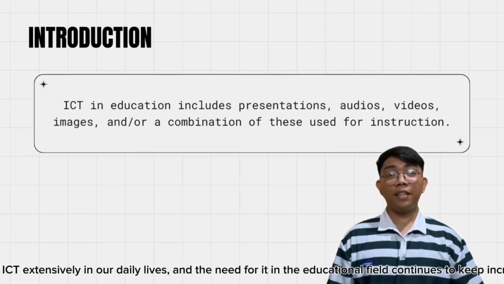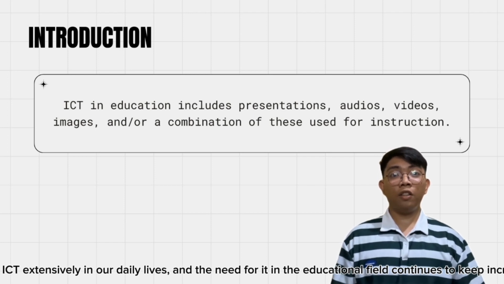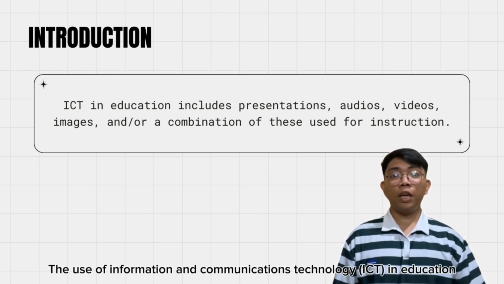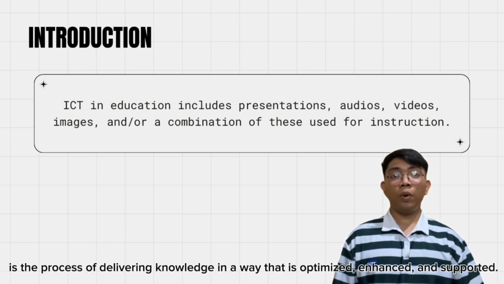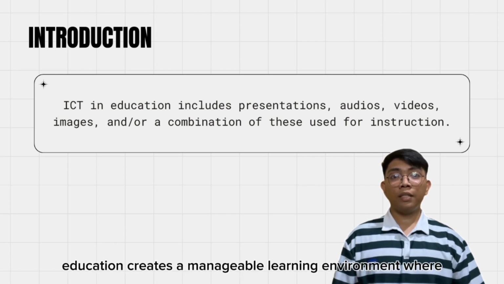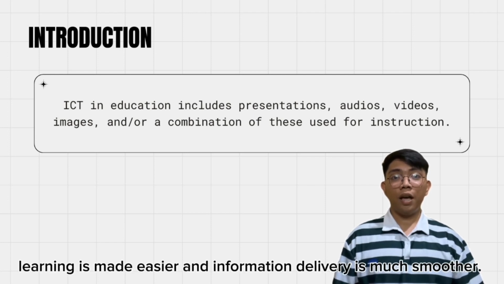We use ICT extensively in our daily lives, and the need for it in the educational field continues to keep increasing. ICT in education includes presentations, audios, videos, images, and a combination of these used for instruction. The use of information and communications technology, or ICT, in education is the process of delivering knowledge in a way that is optimized, enhanced, and supported. Additionally, utilizing technology in education and enabling ICT for education creates a manageable learning environment where learning is made easier and information delivery is much smoother.